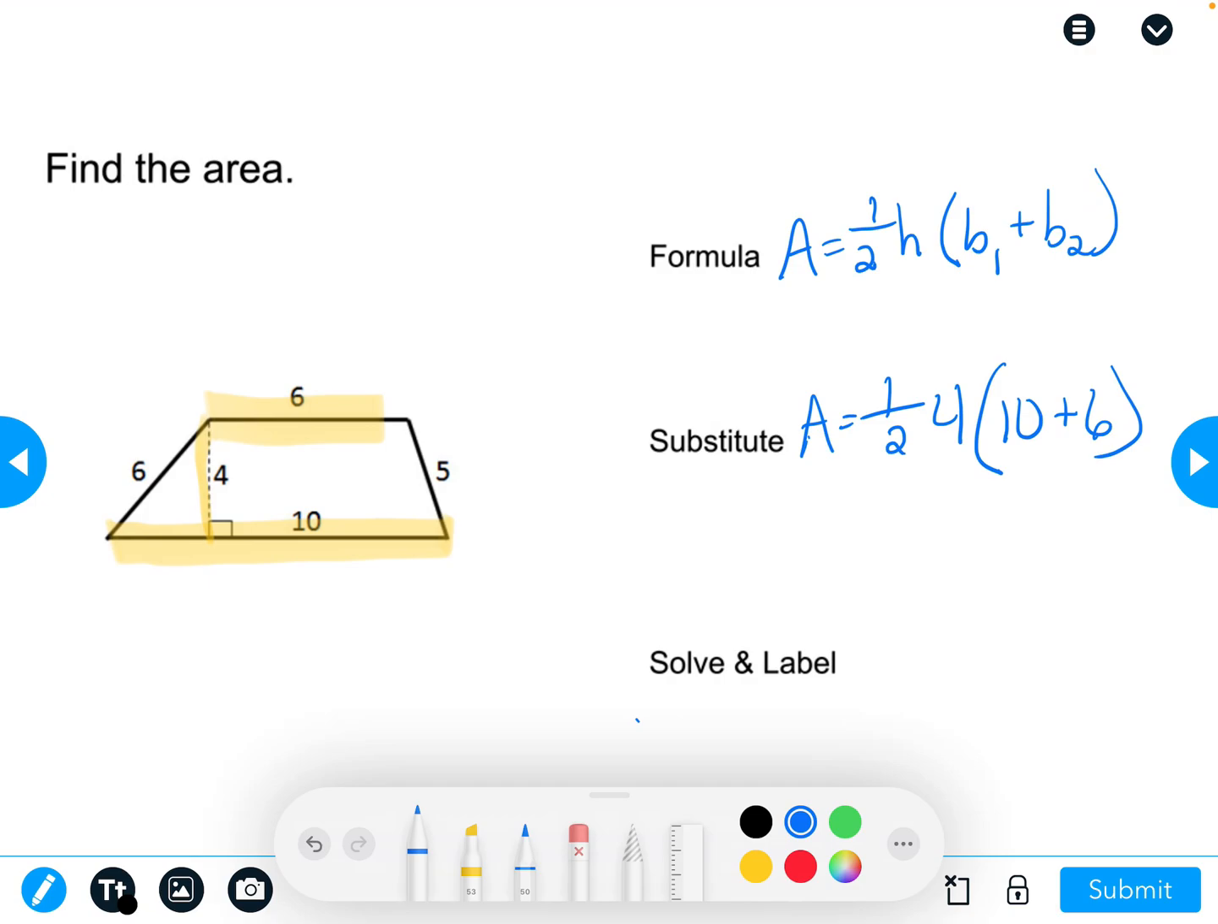And when I figure that out, 1/2 of 4 is 2. 10 plus 6 is 16. 2 times 16 gives us 32 square units.